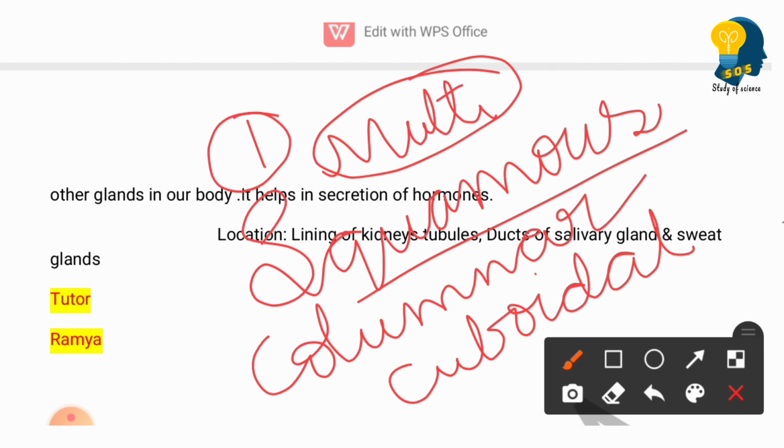In the next session, we'll understand about the connective tissue, nervous tissue, as well as the muscular tissue. In this session, I hope you all have clearly understood about the epithelial tissues.